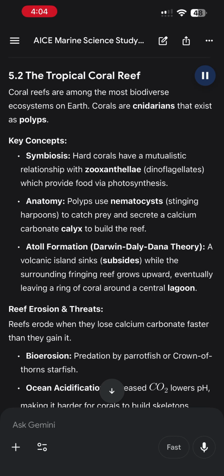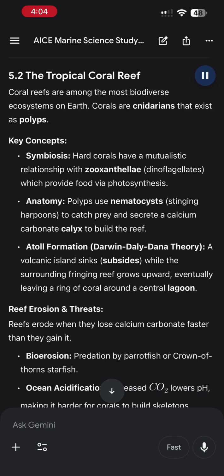5.2. The tropical coral reef. Coral reefs are among the most biodiverse ecosystems on Earth. Corals are cnidarians that exist as polyps. Key concepts. Symbiosis. Hard corals have a mutualistic relationship with zooxanthellae, dinoflagellates, which provide food via photosynthesis.